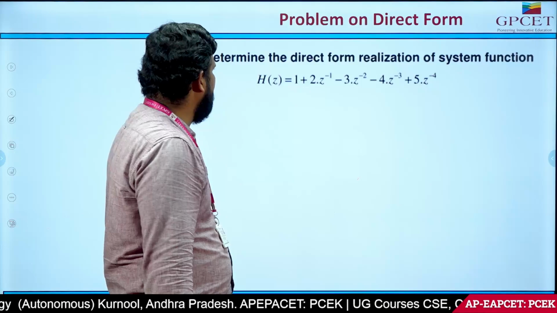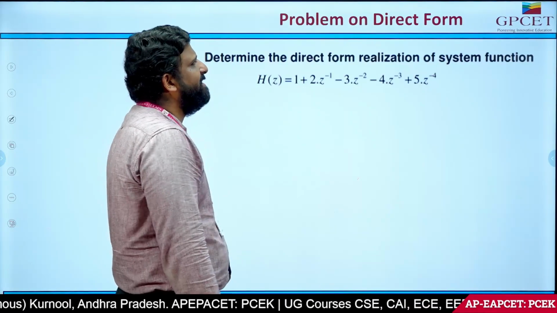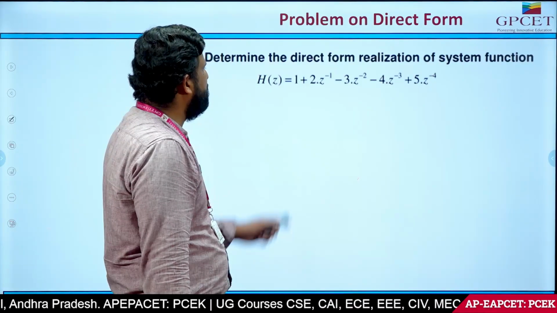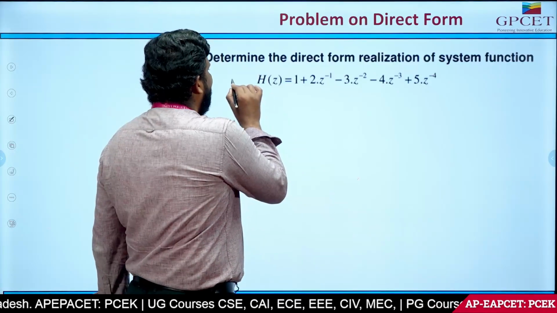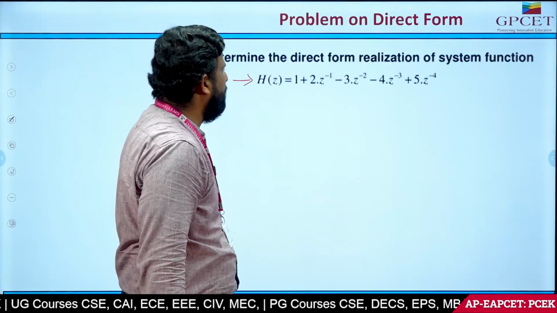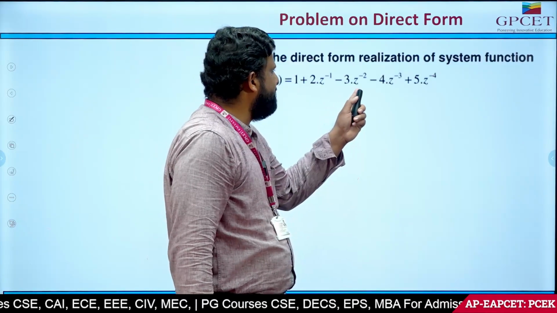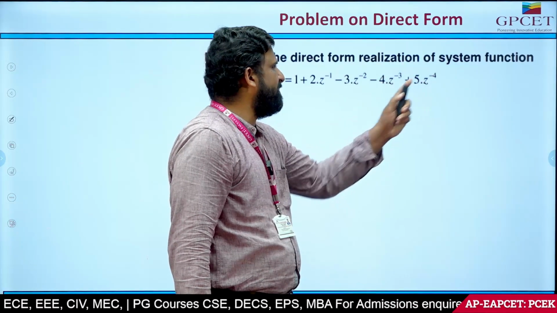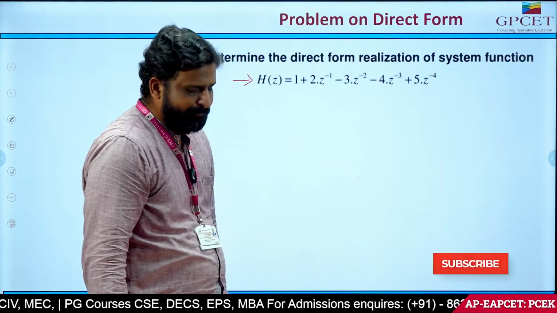So consider one example. Determine the direct form realization of the system function h of z, which is the transfer function, given as 1 plus 2z inverse minus 3z power minus 2 minus 4z power minus 3 plus 5z power minus 4.